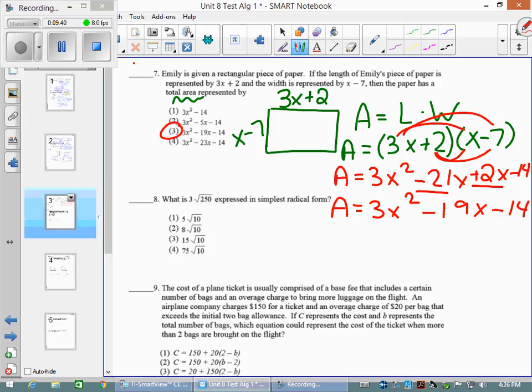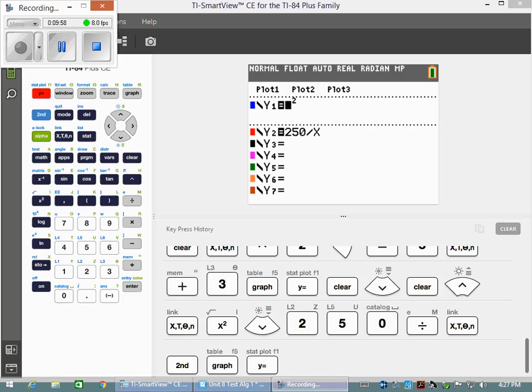And number 8, they ask what is 3 radical 250 expressed in simplest radical form. Well, first I'm going to start with rewriting this. And I do want to use my calculator to help me with this. Okay, so in my calculator, in my y1, I'm going to put x squared, and that's going to give me all of my perfect squares. And in my y2, I'm going to put 250 divided by x, and what that's going to do is give me all of my factors of 250.